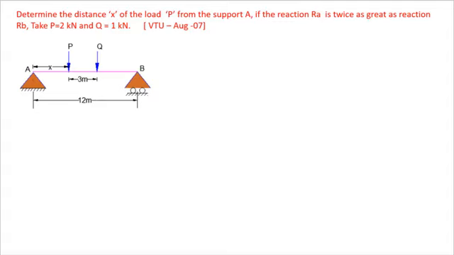First problem: determine the distance x of the load P from the support A if the reaction Ra is twice as great as reaction Rb. Take P equal to 2 kilonewton and Q equal to 1 kilonewton. So here we need to find the value of x if Ra equals 2 times Rb. The value of P is given as 2 kilonewton and Q is 1 kilonewton.